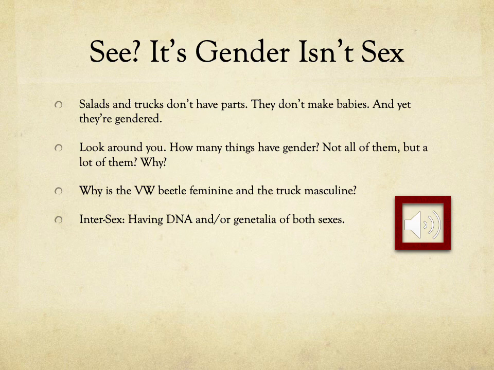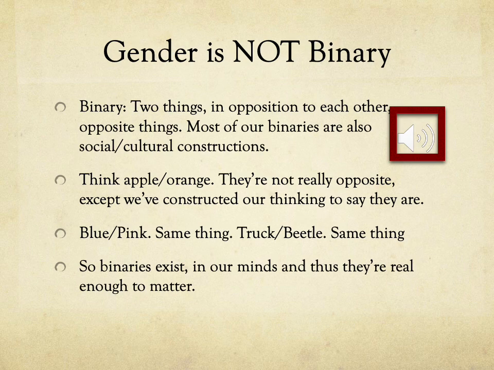Next slide. Here's another thing that used to be harder to teach, but you've got this. Gender's not binary. So at first, let's set out binary. I think it's a word we throw around a lot, but just so you know, it's two things in opposition to each other. So black, white, male, female, apple, orange, right and wrong. Inside, outside. Those are all binary things.